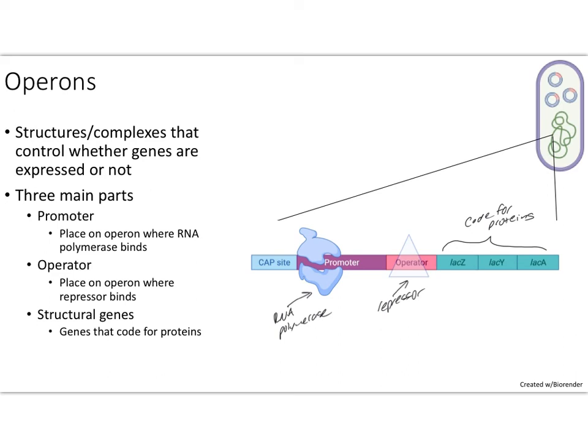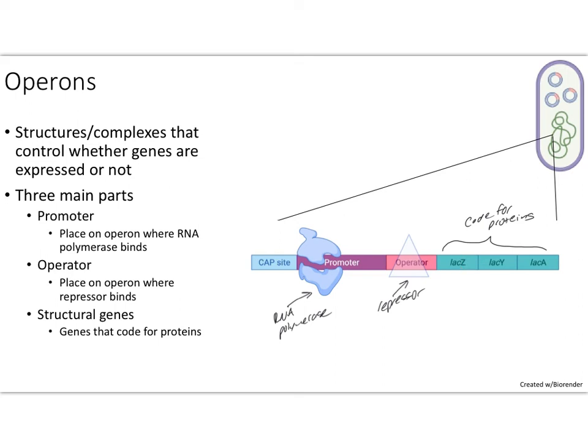So that is the basic structure of operons and how they essentially work. If the repressor is there, RNA polymerase can't reach the structural genes and can't create proteins as a result. However, if the repressor is gone, then the RNA polymerase is free to move along this DNA molecule, reach those structural genes, create mRNA that can be used to create a protein.